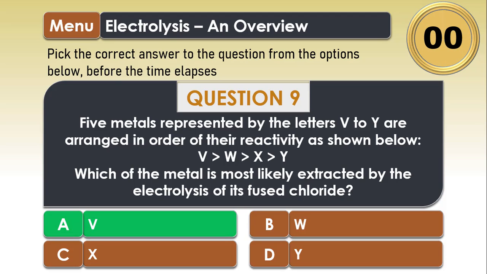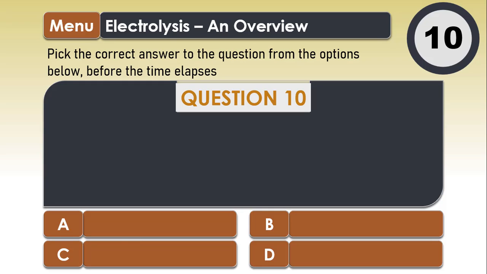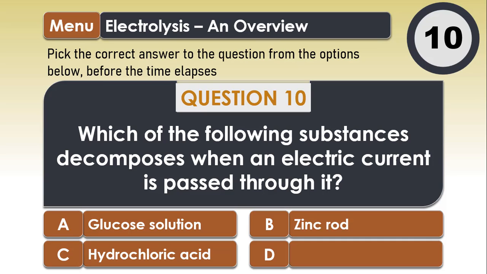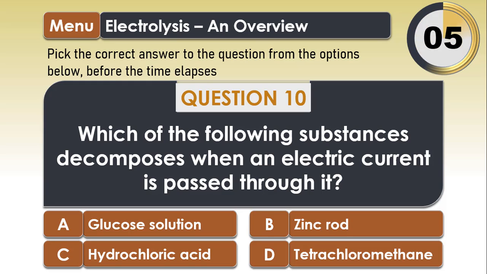And the answer is A. V. Question 10. Which of the following substances decomposes when electric current is passed through it? A. Glucose solution, B. Zinc rod, C. Hydrochloric acid, and D. Tetrachloromethane. And the correct answer is C. Hydrochloric acid.